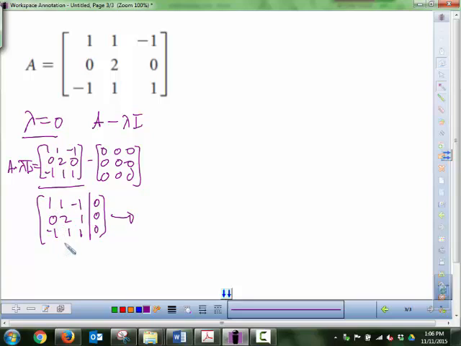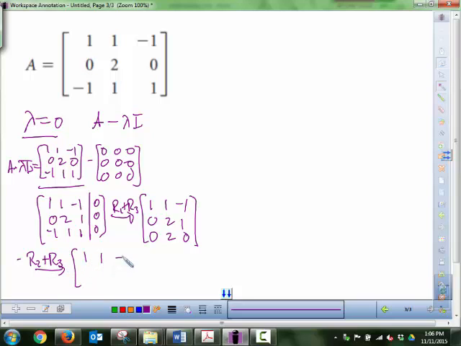I think I need to do an R1 plus R3 and replace R3. So if you add that, I get this. 1 plus 1 is 2, and then 0 again. Well, this one doesn't have any. So if we take this, I want to take R2, negative 1 times R2, and add it to R3. 1, 1, negative 1, 0, 2, 1, 0, 0, negative 1.